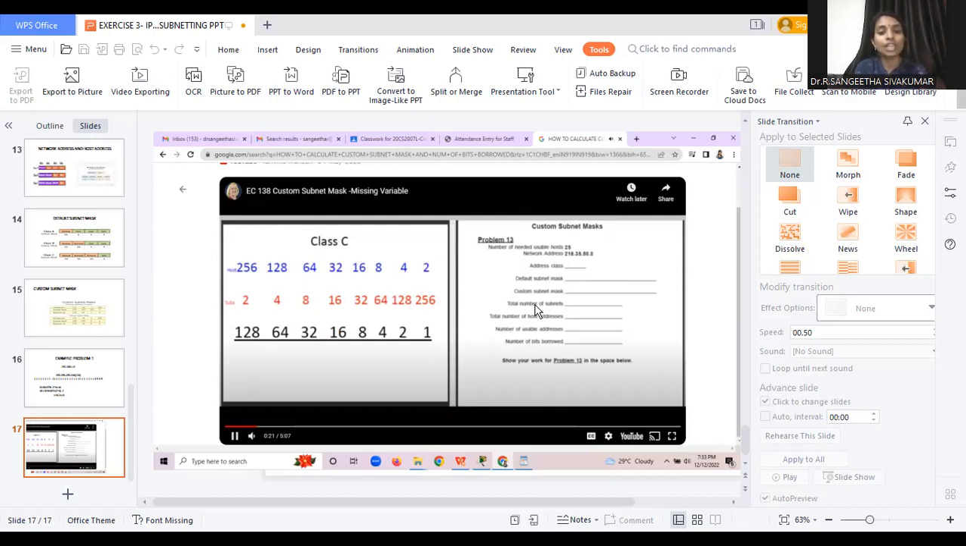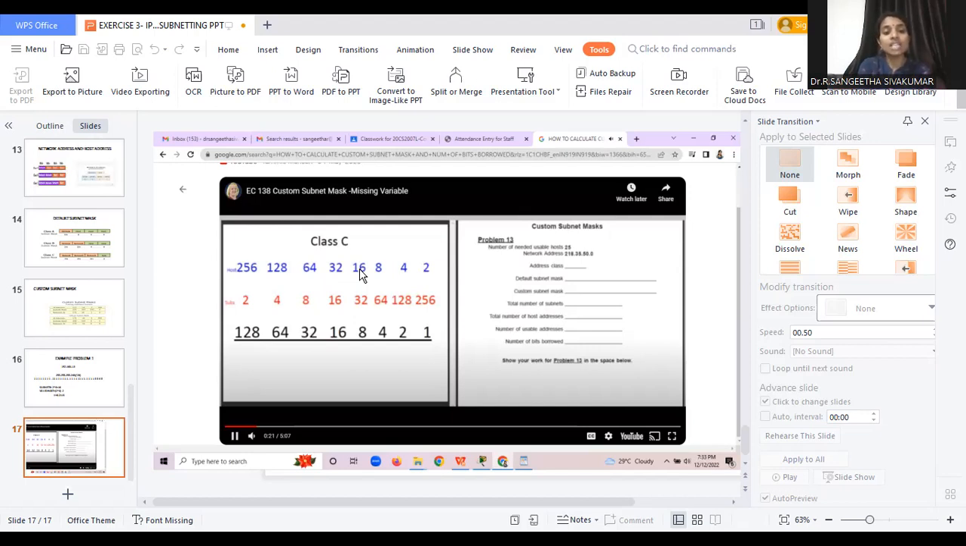Before we calculate the custom subnet mask, we can calculate the total number of subnets. How are we going to calculate the total number of subnets? Here we have the subnets, but the given number of usable hosts is 25. So we should see which number is very close to 25. While calculating the hosts, usually we calculate 2 power of the number minus 2. So when we take 16, we have 2 power 16 minus 2, which will give you 14.